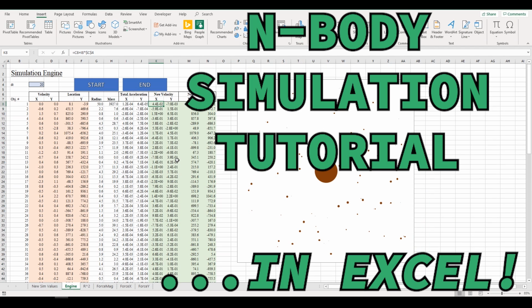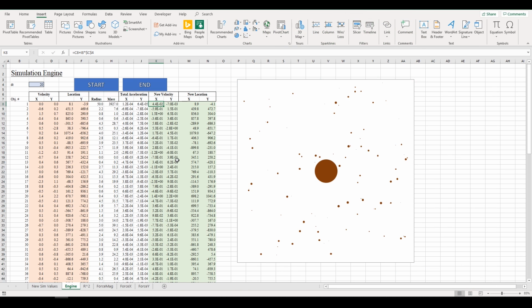Hey guys, so today's tutorial is basically going to be about setting up an n-body simulation in Excel. Not only that, but we're also going to look at a few little tips and tricks in Excel to do some cool things, like set up this viewport, which is actually just a simple chart in Excel, but can be quite tricky to set up if you don't know exactly where to start. So I'll be going through that as well.